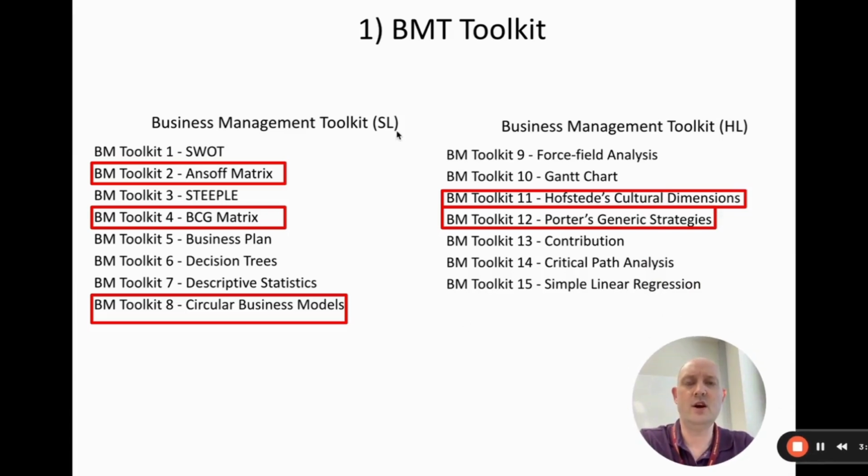But like I said, the toolkit is a really good place to start. So you can see on the left, you've got the 8 SL pieces of the toolkit. On the right, you've got another 7 for HL. The ones in red are ones that I've seen used in the past and have been good. So the Ansoff matrix is a good one. The BCG matrix is good. Hofstede would be good. I've actually not seen that used before, but that would be good for one on culture. Porter's generic strategies, ditto. You get the idea. Any of these in theory could be used. But the ones in red are ones that I've seen used well in the past.